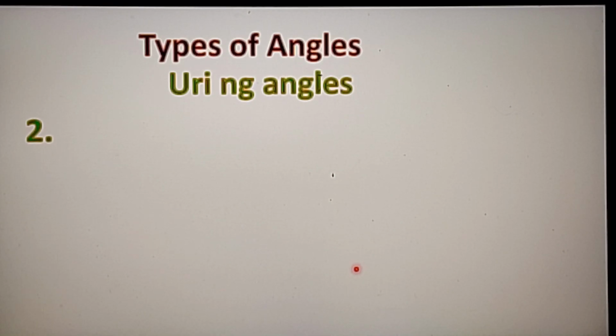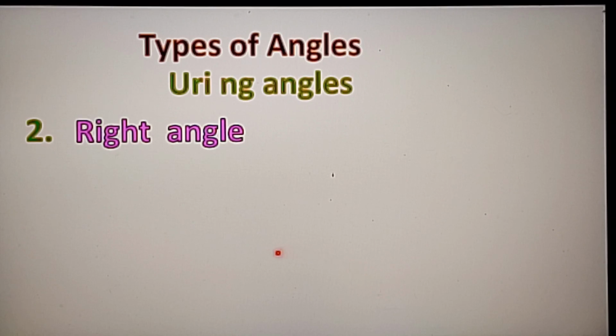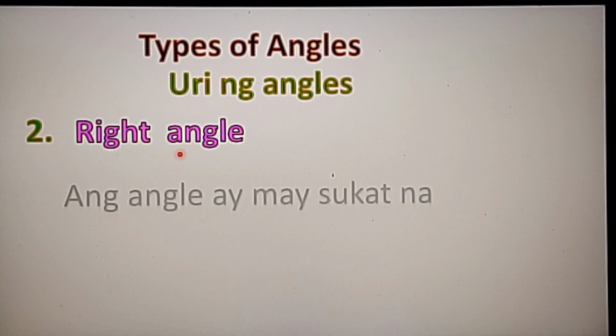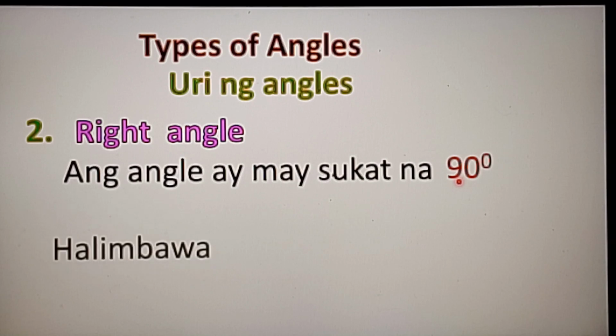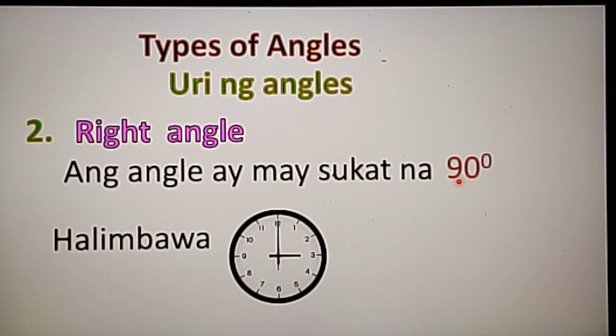Pangalawang uri ng angles or types of angles, we have right angle. Ang angle ay may sukat na 90 degrees. Halimbawa, the angle formed by the hands of the clock. The short hand and the long hand forms 90 degrees. So the angle formed is right angle.